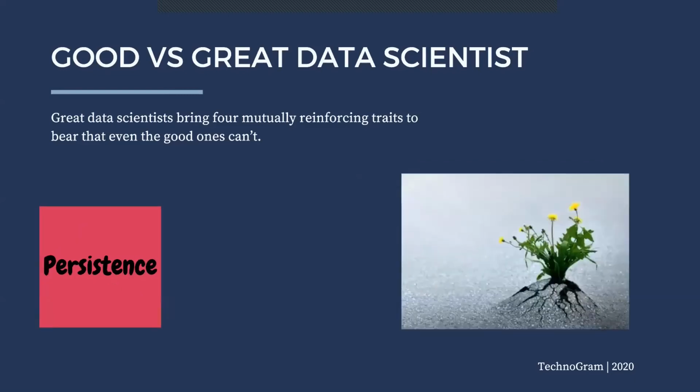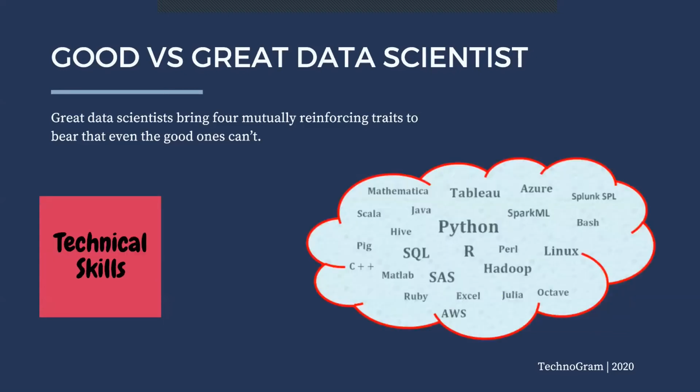Number three, persistence. The fact of continuing in an opinion or course of action in spite of difficulty or opposition. Number four, technical skills. The ability to access and analyze data using the newest methods is obviously important, but I'm less concerned about these than the ability to bring statistical rigor to bear.